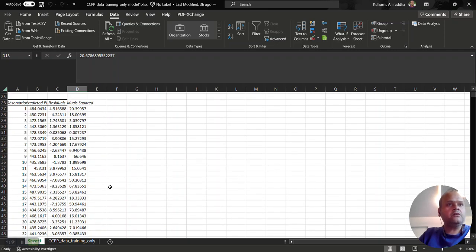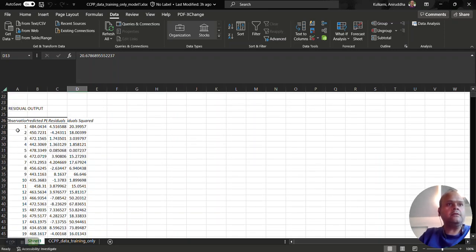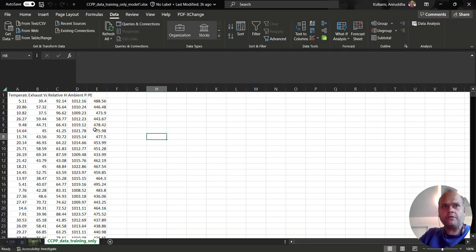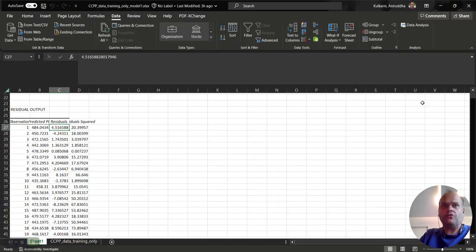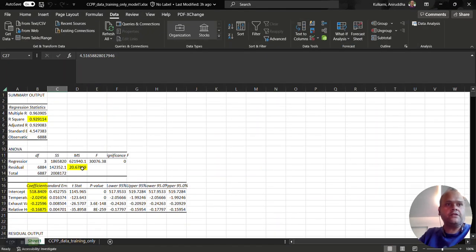At the bottom here, we can also see for each of the observations or each of the rows, what was the predicted value and the residual, which is the difference between the actual value, which is present in this column here, versus the predicted value by our model. But for now, let's just keep this number in mind. 20.67 is the model 1's mean squared error.